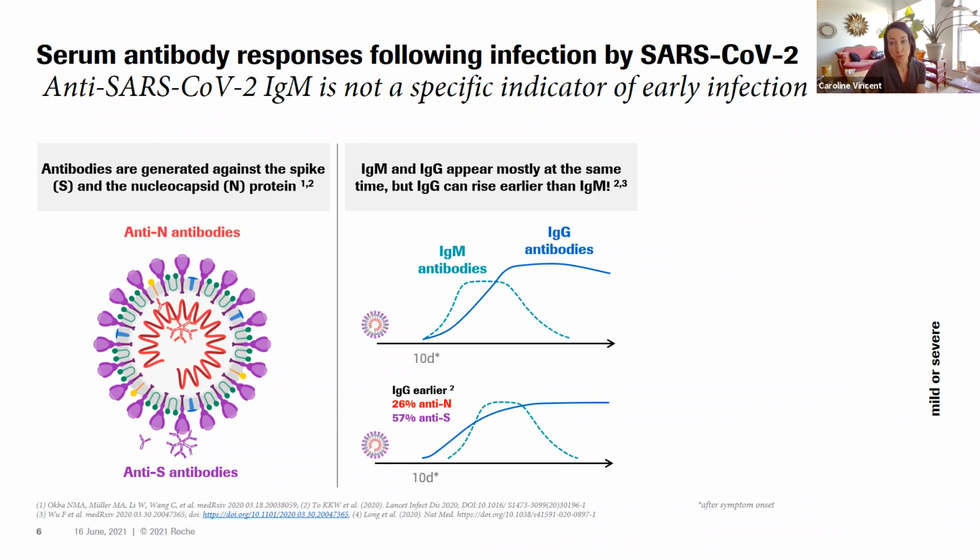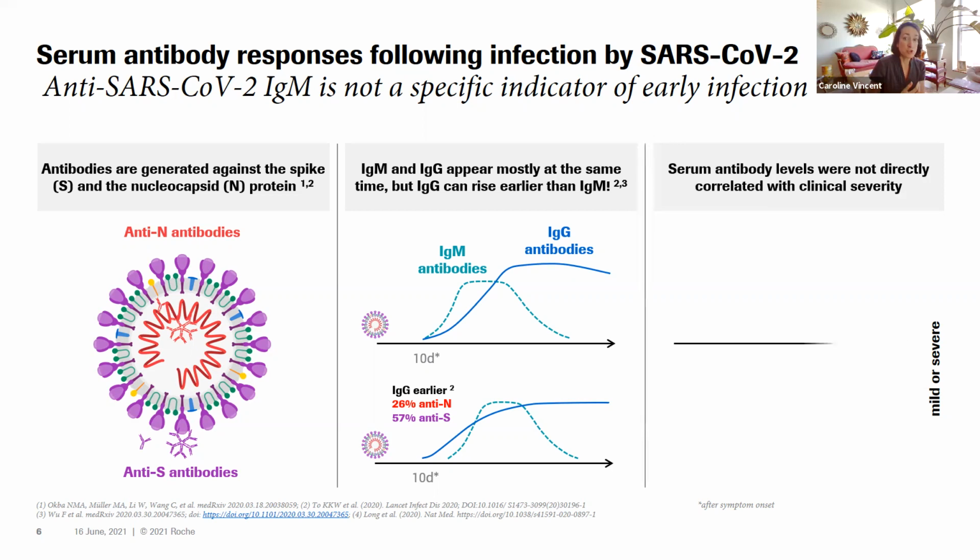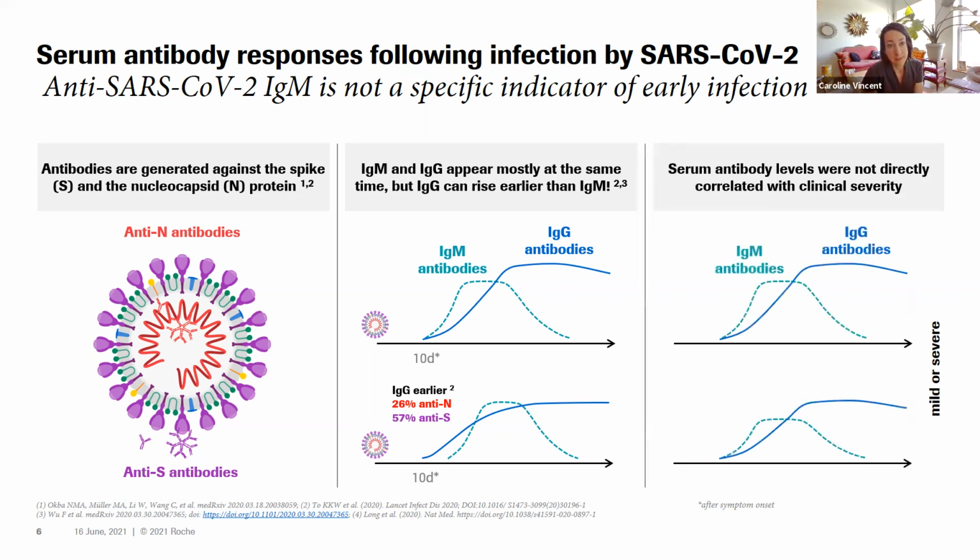So in the case of SARS-CoV-2, the presence of IgM is not a specific indicator of early infection. I mean, it indicates early infection, but IgGs are present too and could be used as a marker of early or later infection. We also know that there is a lot of variability that has been observed in the serological profile of patients, both in the timing of antibody production after infection, as well as in the levels that are reached in these patients.